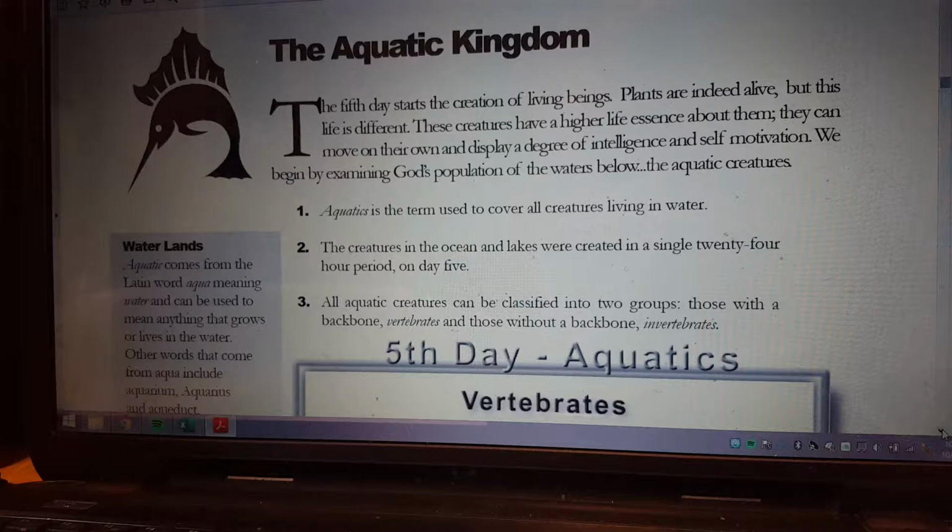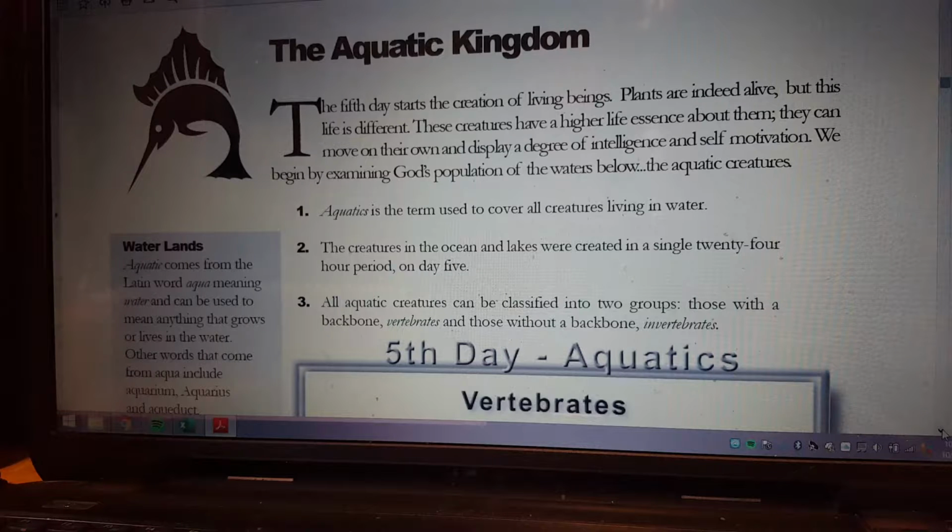The 5th day starts the creation of living beings. Plants are indeed alive, but this life is different. These creatures have a higher life essence about them. They can move on their own and display a degree of intelligence and self-motivation. We begin by examining God's population of the waters below, the aquatic creatures.